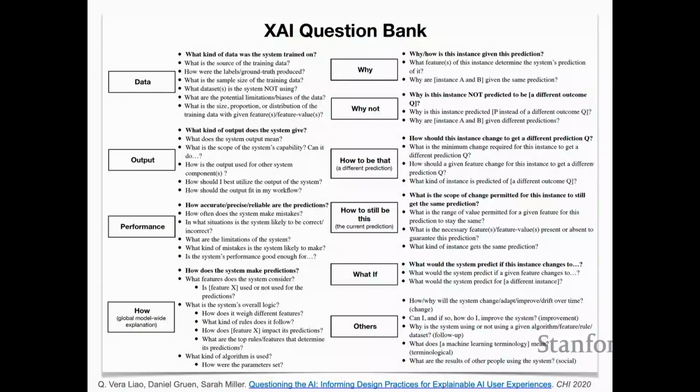Another contribution we made was this XAI question bank. We, quote-unquote, designer-sourced people's common questions, and we did content analysis and clustered them, so we have a set of more than 50 questions that occur across different AI applications and represent this common space of people's explainability needs. They're also clustered into 9 different categories, from data, output, performance, how at a global level, why questions, as well as multiple counterfactual questions.